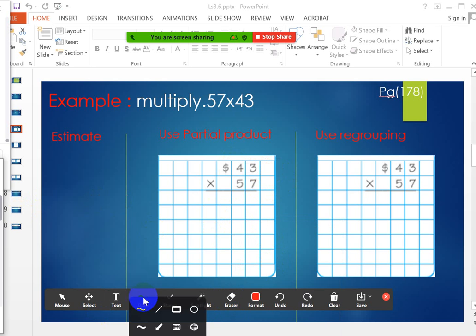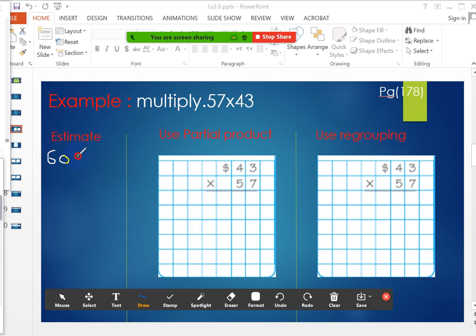So first thing, I will estimate the answer. That means I have to round the numbers. 57 with 43. So how will I do that? First thing, round 57 to the nearest 10. This is the tens digit. Beside the tens, I have 7. 7 is greater than 5. That means I will add 1 to the tens, so it will be 6. And the digit after it will be 0.